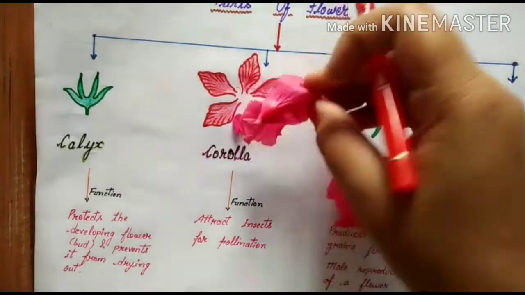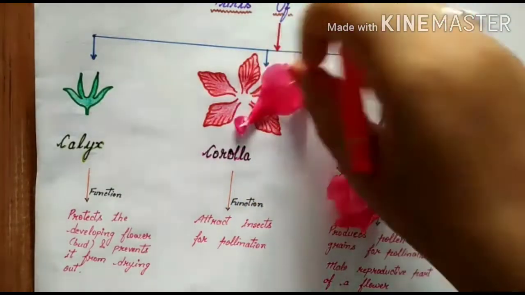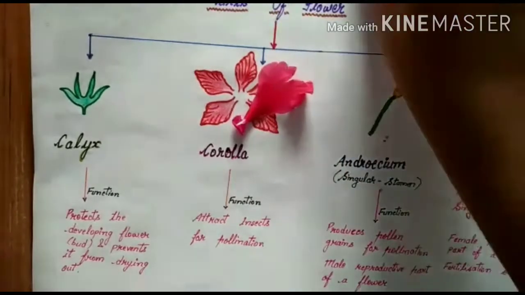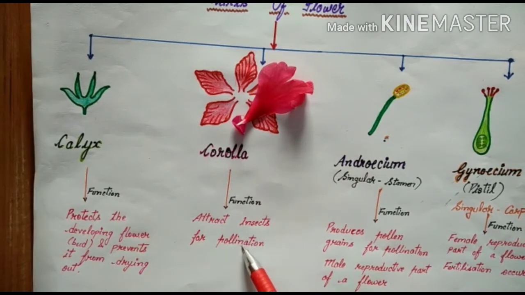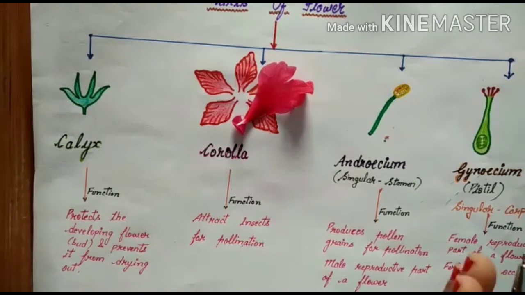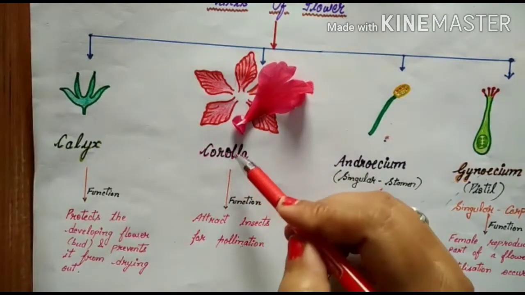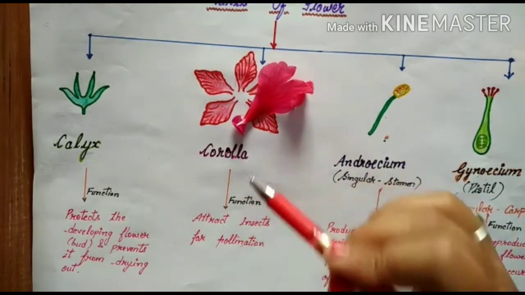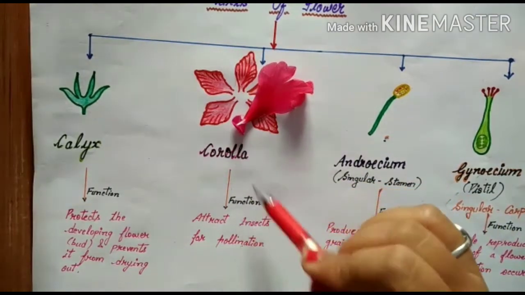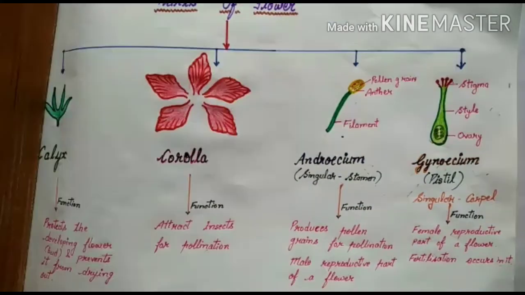And what is the function of corolla? Its function is to attract insects for pollination. For the reproduction process, pollination is necessary. So for pollination, these colorful parts attract the insects towards itself. Its function is to attract insects for pollination.